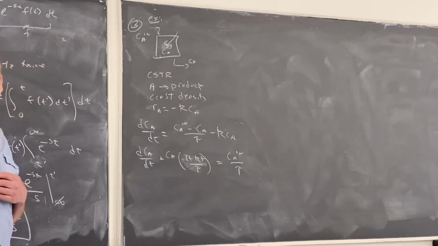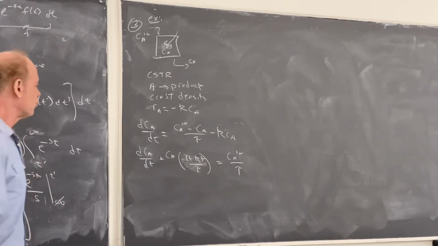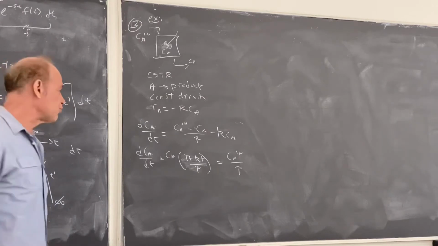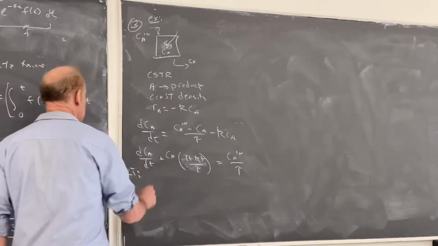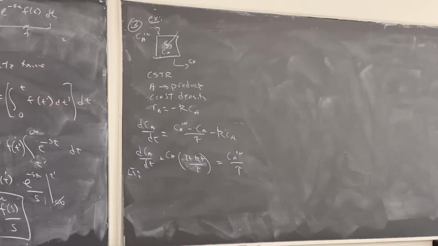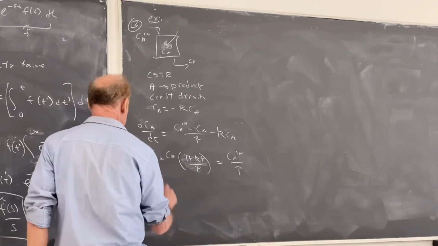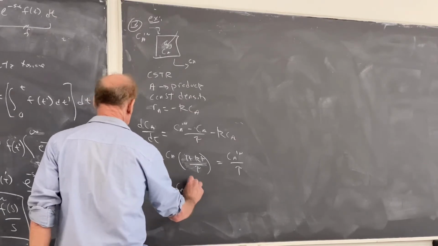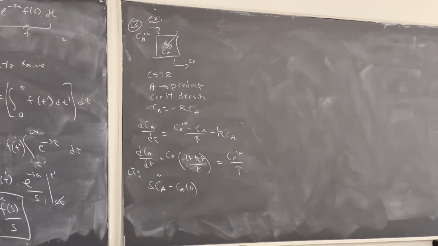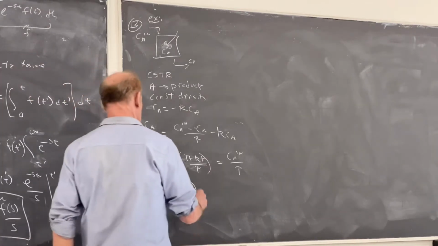Well, let's do it a different way now. Let's Laplace transform. So if I take the Laplace transform of this, when I have a derivative, that turns into s CA tilde minus CA of 0. And what do I have here?